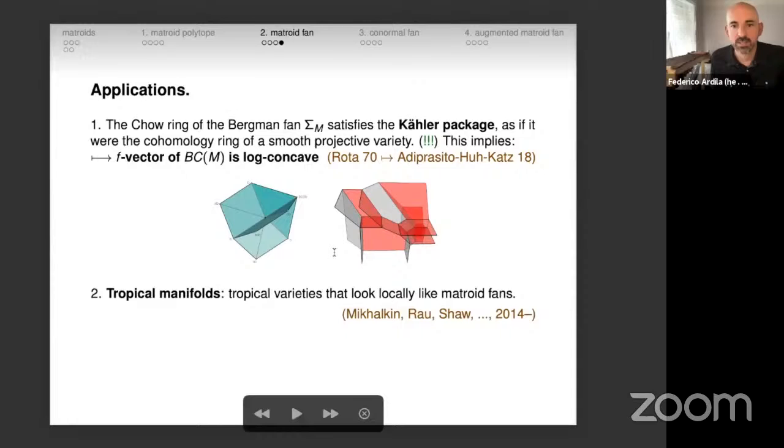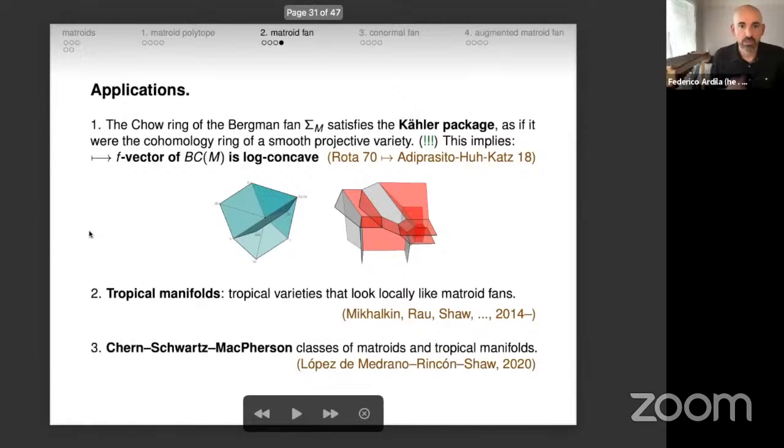So here is an example that I borrowed from Johannes Rau, where around each of these points you have a matroid, and then these matroids are glued together in this beautiful way. So that's a tropical manifold.